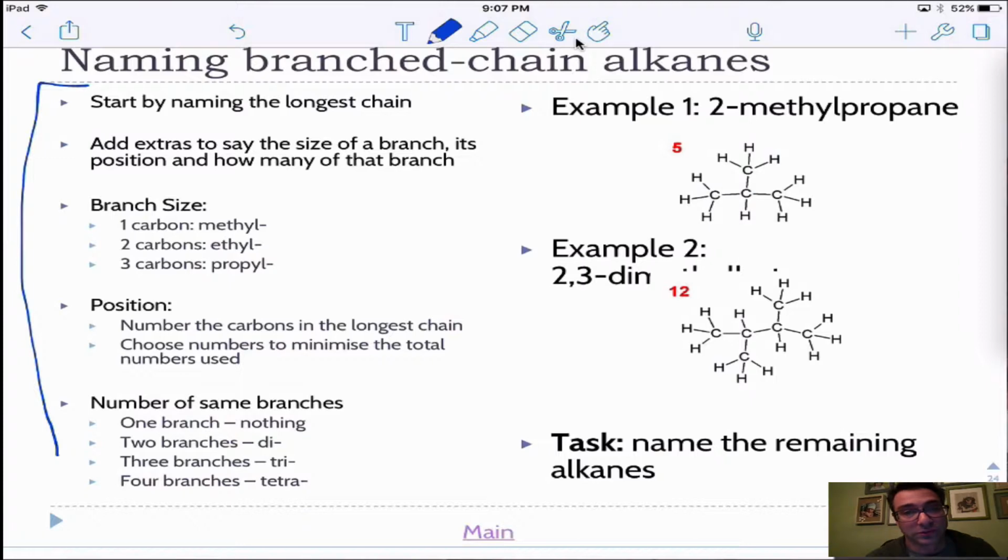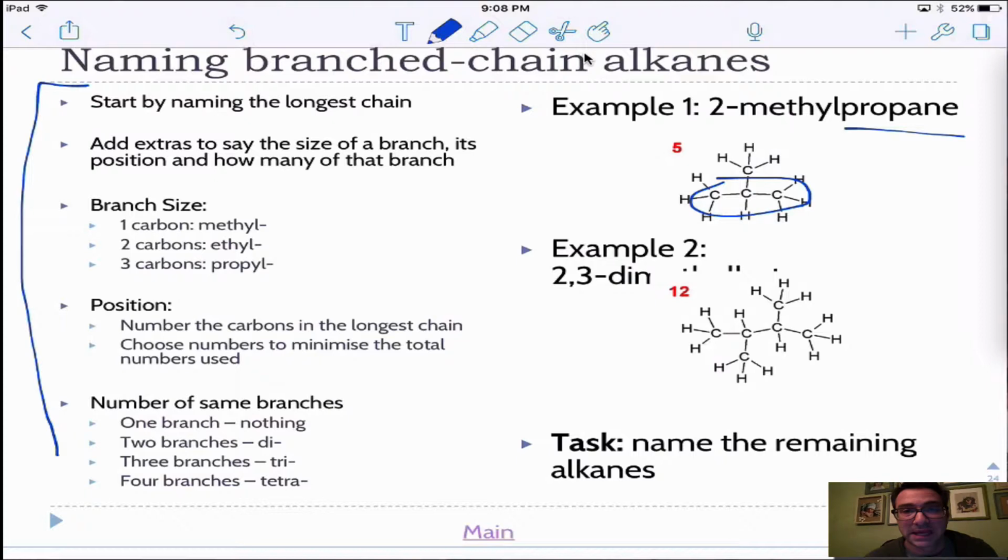And you usually circle that longest chain. So I can give you an example over here. I would look at the longest chain and I would circle it, and I would name that longest chain. That longest chain would be propane. So that would be propane.